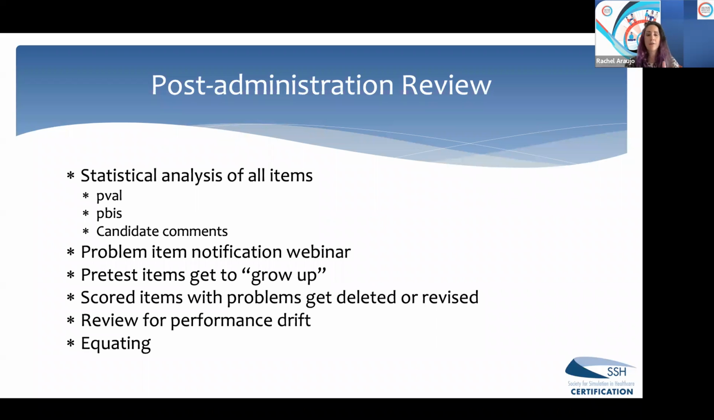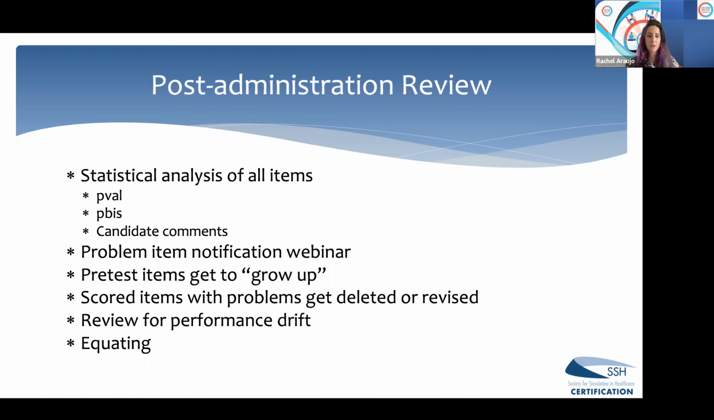They also review all of the pretest items. If the pretest items have solid, good statistics and are performing the way we want them to perform, they get to grow up. They get changed to active or scored status items. They become weighted in the item bank, so they have an opportunity for the next version of the examination to be used in a scored position. Again, we don't use any items in scored positions that haven't gone through the whole process, and we know that they're performing well and the candidates are responding to them the way we want them to respond.